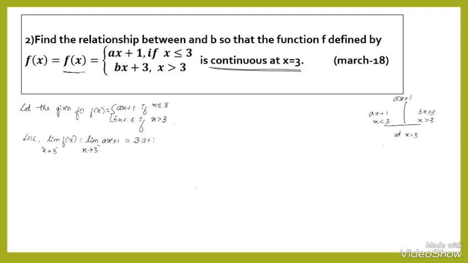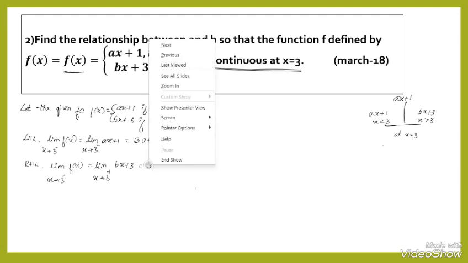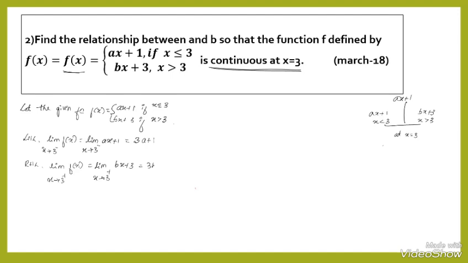Again, similarly, for checking the right hand limit, limit as x tends to 3 plus of f of x. For x greater than 3, what is the value? bx plus 3. Substituting x equals 3, we get 3b plus 3.